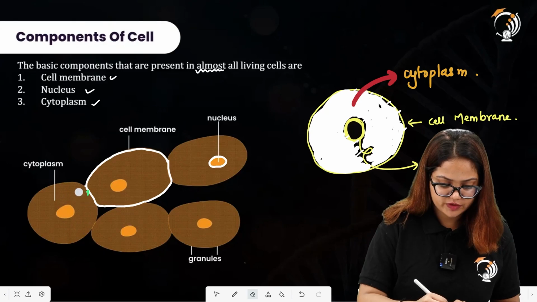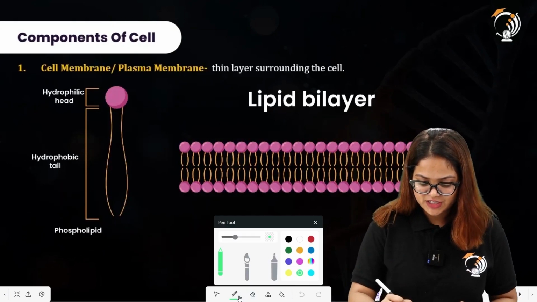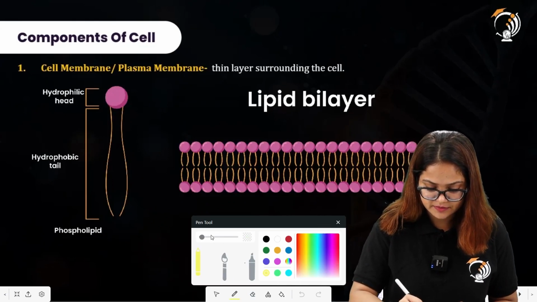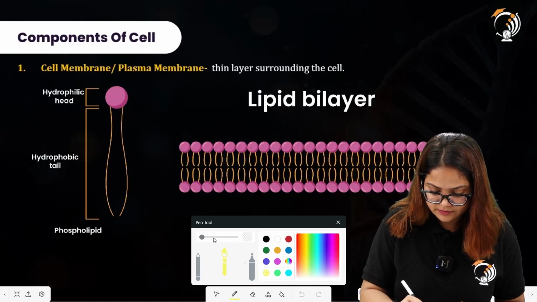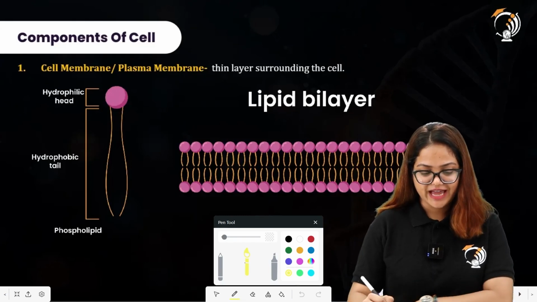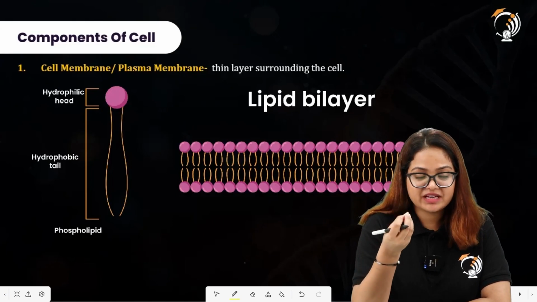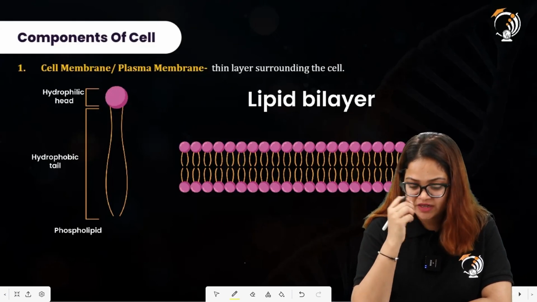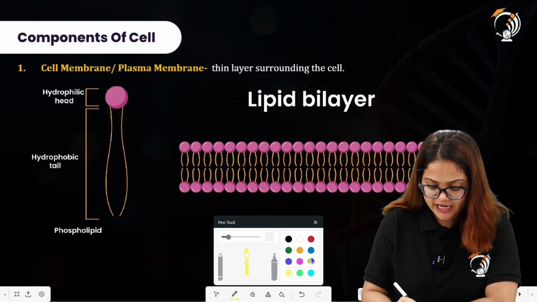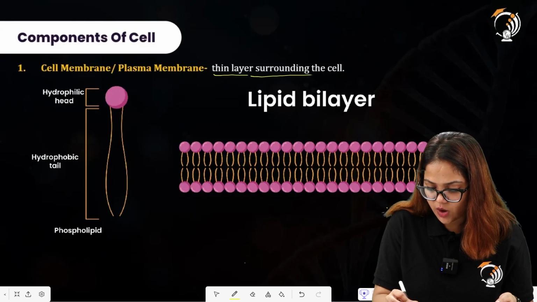Now moving further, we are going to discuss them in detail. So the components of cells: we have the cell membrane, or plasma membrane. We can call the cell membrane the plasma membrane as well. It is a very thin layer that surrounds the cell.